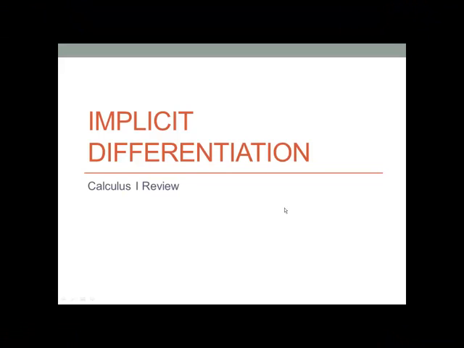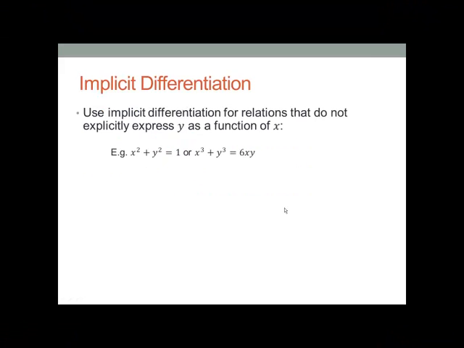Implicit differentiation. We use implicit differentiation for relations that do not explicitly express y as a function of x. For example, x squared plus y squared equals 1, or x cubed plus y cubed equals 6xy, do not have y written as a function of x. When this is the case, we have to use implicit differentiation, and we use it as follows.